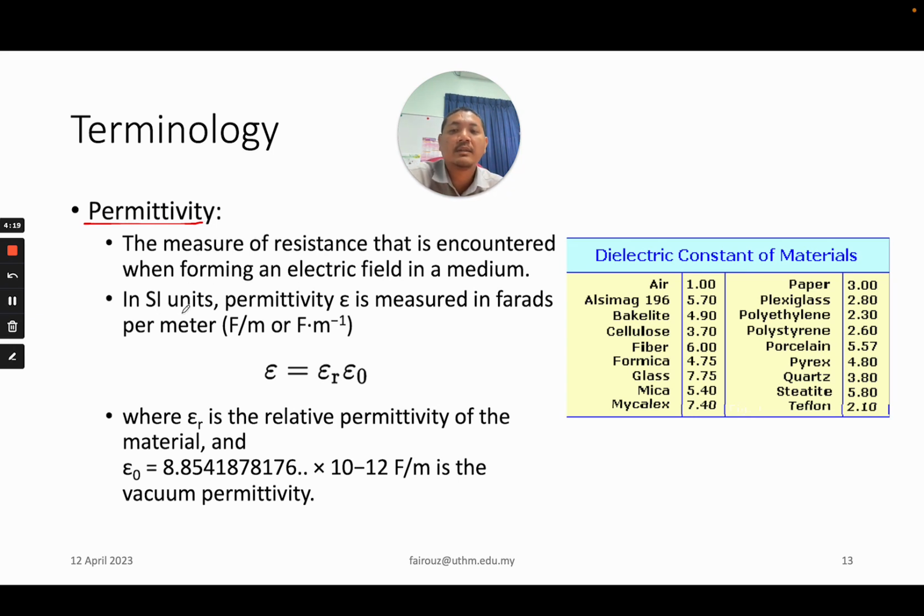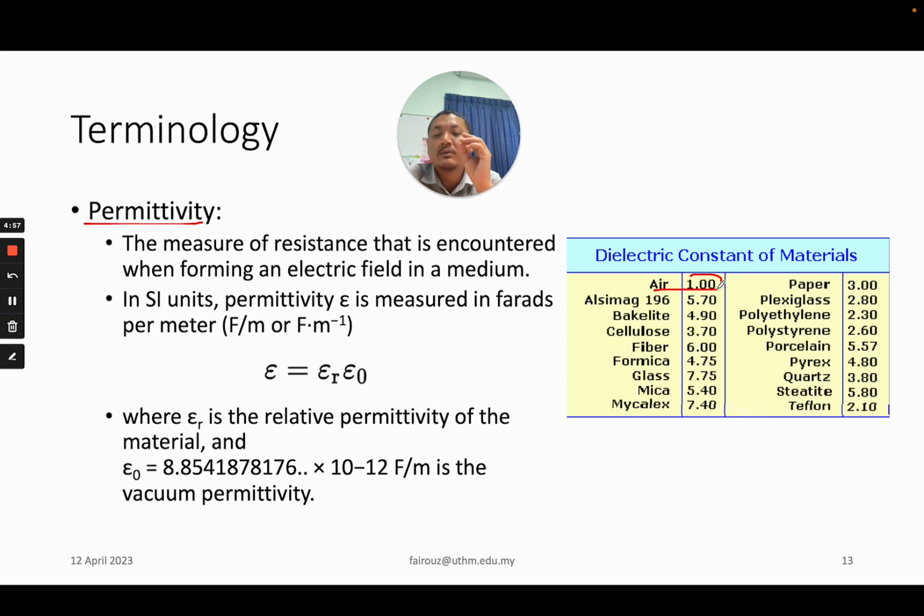So the SI unit of the permittivity is epsilon, right? So epsilon of every dielectric material is different. For example, air is 1. Okay, bakelite, cellulose, fiber, mica are different. So you can see here for air is 1, meaning that it is easy for the polarization to occur, right? Why?